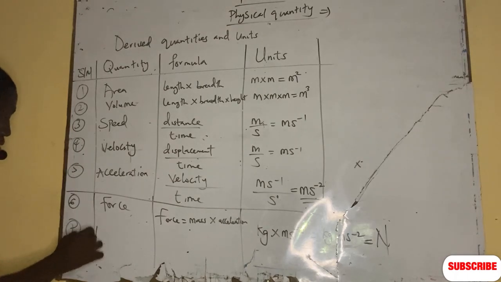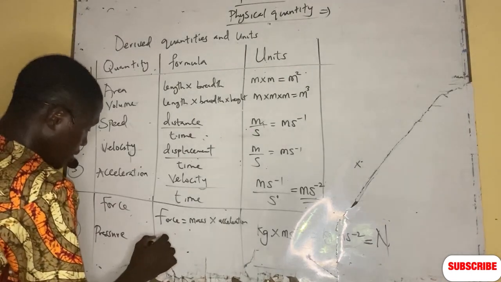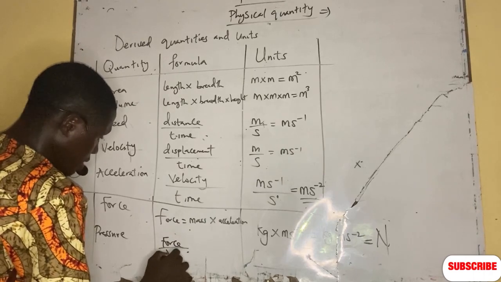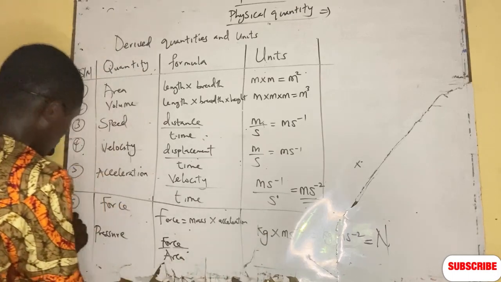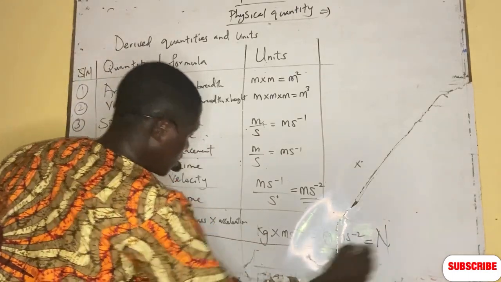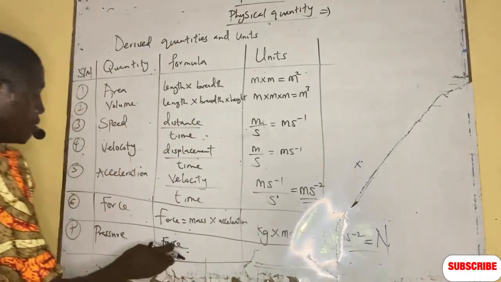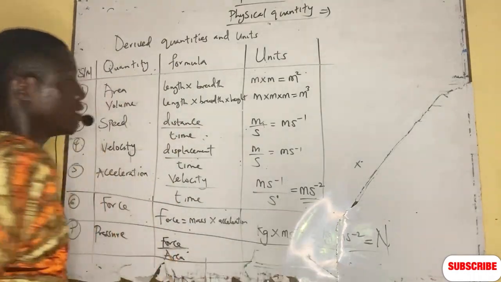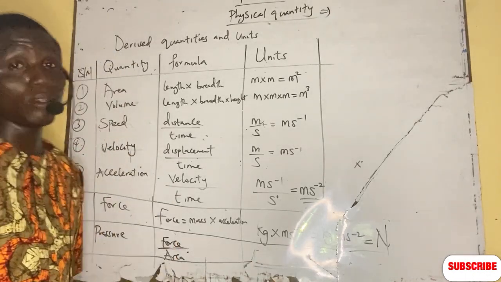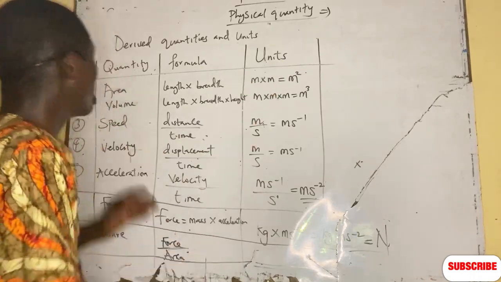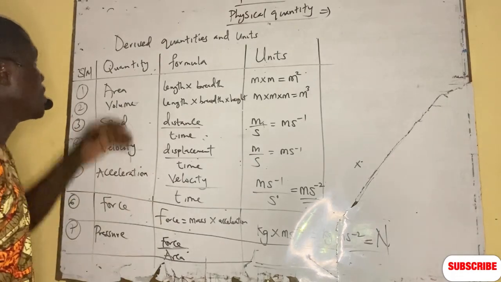You can try that for pressure. The most important thing is that if you know the formula, pressure is force over area. So just put the unit of force over the unit of area, and then you arrive at the SI unit for pressure. Let me know the answer you get in the comment section below. So that's it about derived quantities and their units.